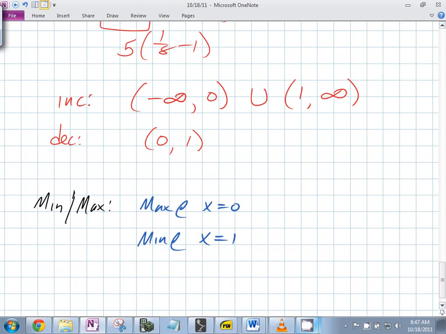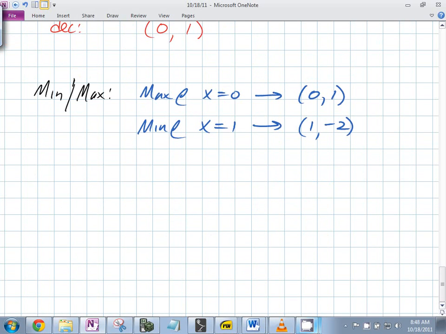Well, that's just the x value. We'd also like the y value. If x equals 0, it's 0, 1, I think, right? And if x equals 1, is it negative 2? Yeah, we figured that one out, right? It's negative 2. So we have the mins and maxes. Okay, what's next? Concavity. So if we want concavity, what do we have to look at? We have to look at the second derivative. Thank you.